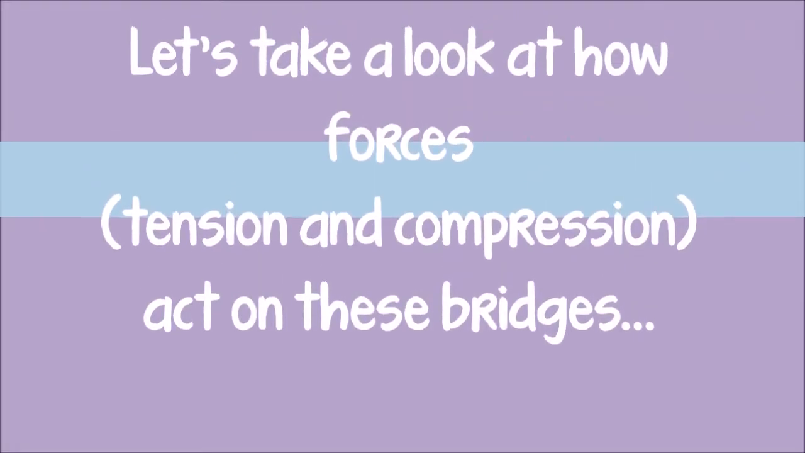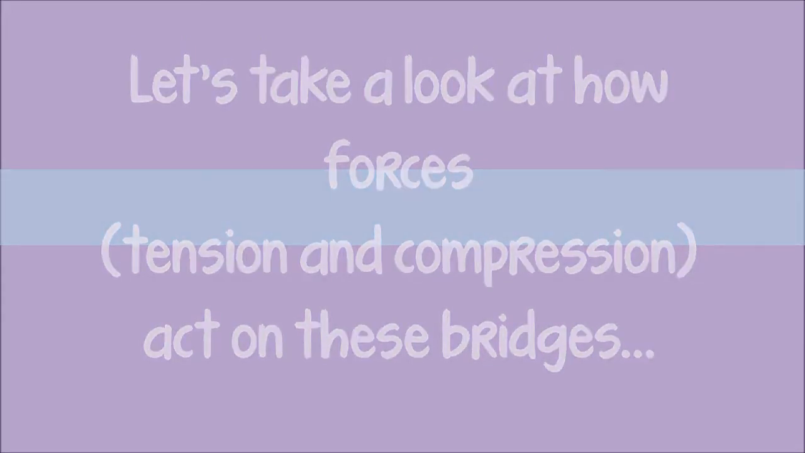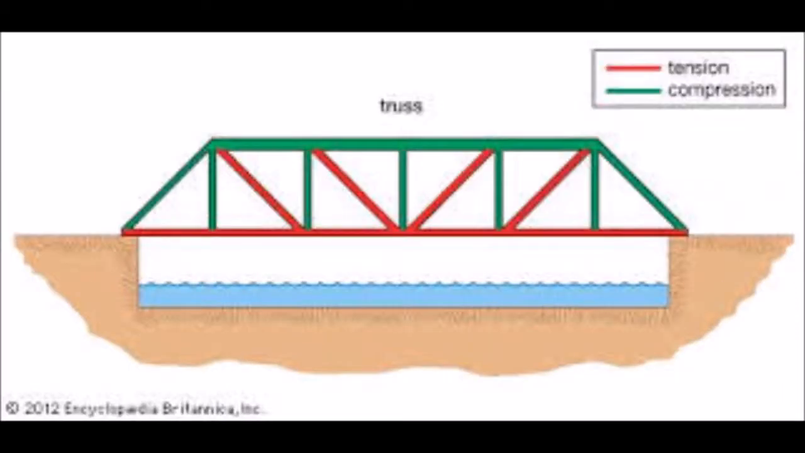Let's take a look at how forces like tension and compression act on these bridges. The beam bridge consists of a horizontal beam supported at each end by piers. The weight of the beam pushes straight down on the piers. The farther apart its piers, the weaker the beam becomes. This is why beam bridges rarely span more than 250 feet.